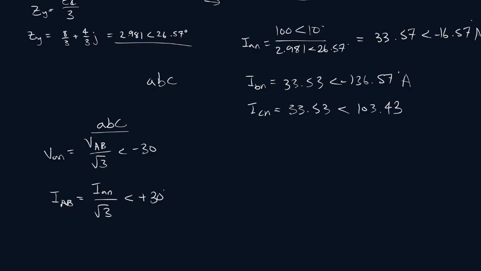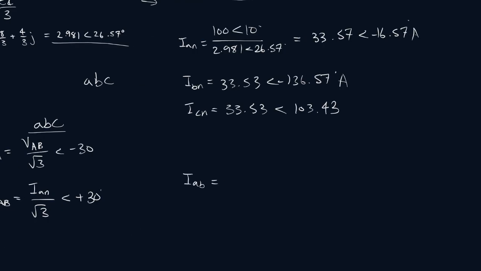And this is for ABC. If it's ACB, we just flip these two signs, and that's ACB. So right now we have to find IAB, so we just use this formula. IAB will be equal to 33.57 all over the square root of 3 phasor minus 16.57 plus 30 degrees.